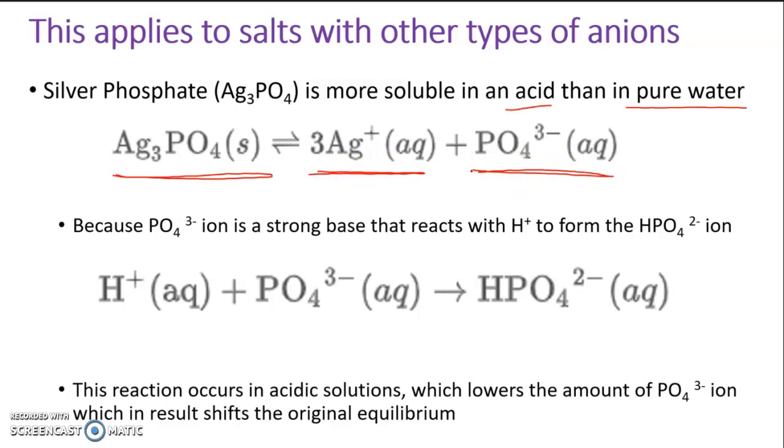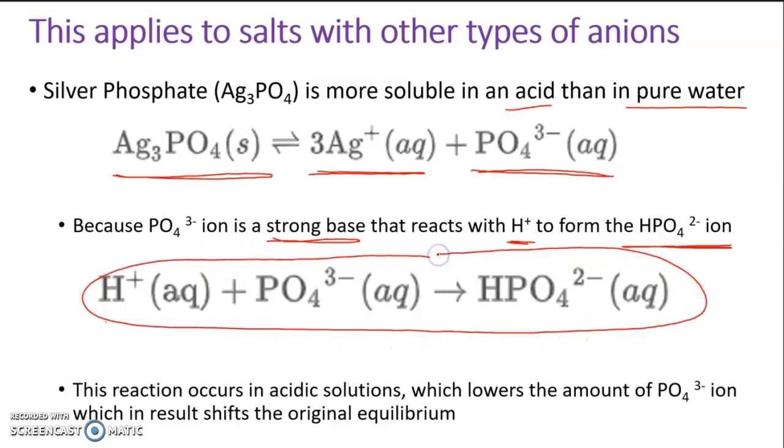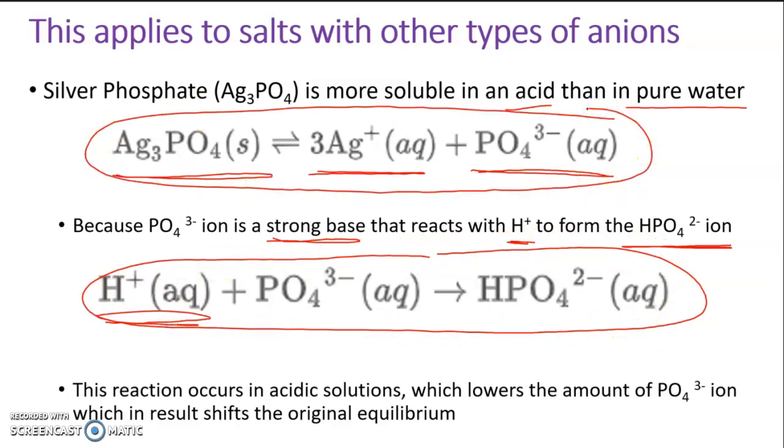And so what happens? The phosphate ion is a strong base, and it will react with hydrogen to form, that's not phosphide, I don't remember what that's called, but it will form that ion. This is the reaction that happens when you put it in something acidic. So if I have this in equilibrium and I put it in an acidic solution, a second reaction happens, which is this.